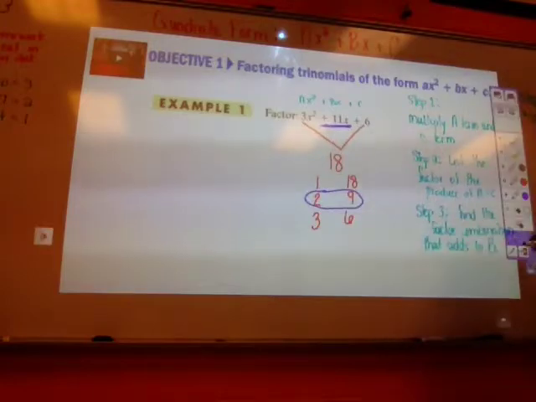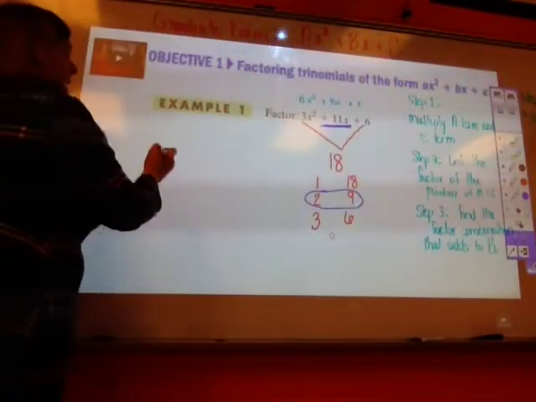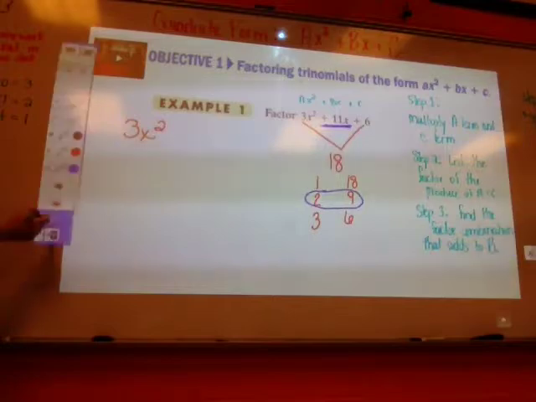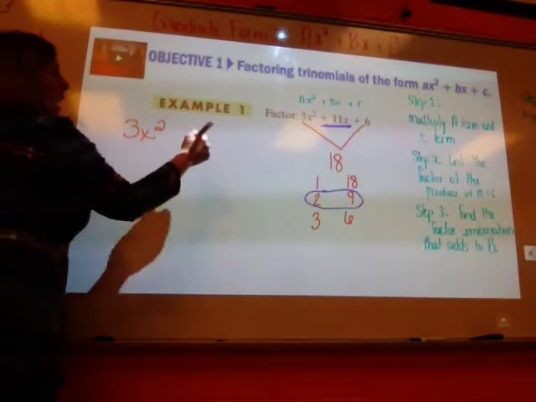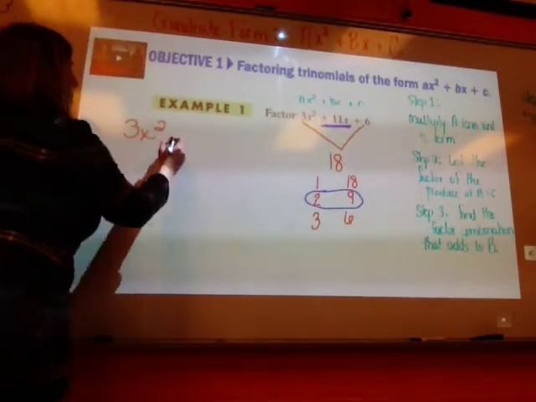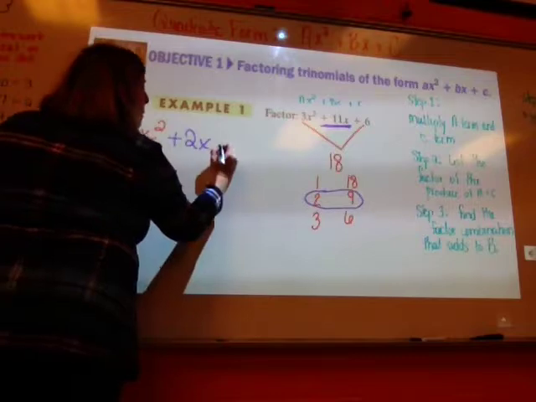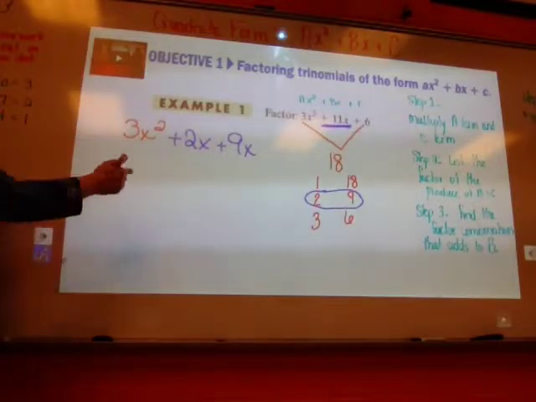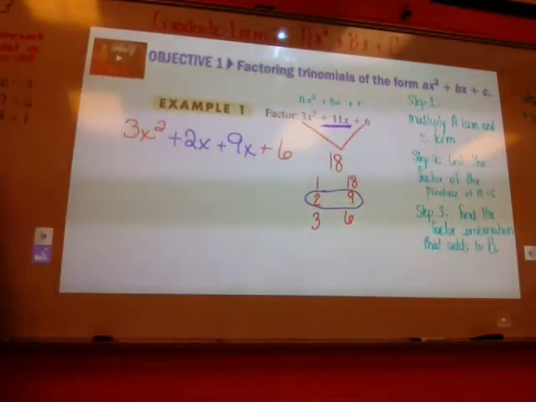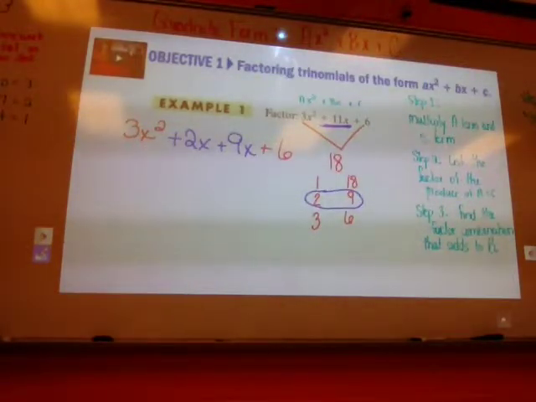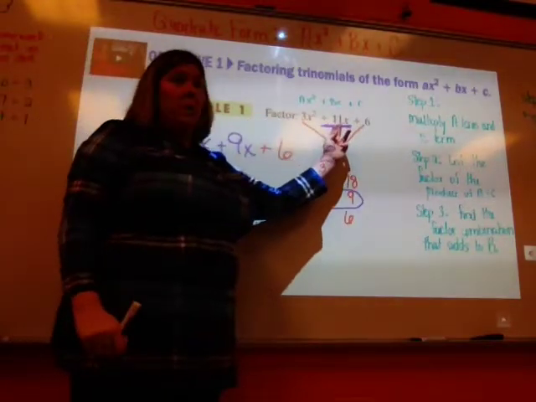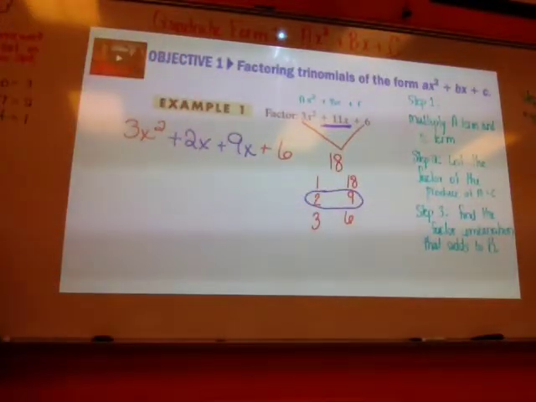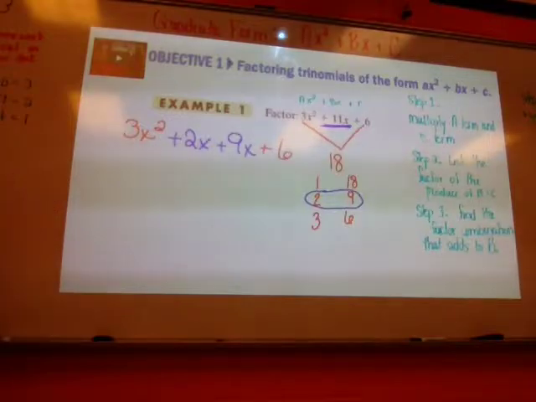We're going to split the middle. So I'm going to start with my 3x squared. That's not going to change. But now instead of writing 11x, guess what I'm going to write? And I'm adding it, right? So plus 2x plus what? 9x. And I'm going to keep my plus 6. Everybody okay with that? That's what I mean by splitting the middle. I'm going to take that term and split it into these two numbers. Everybody okay with that? Yes or maybe? So far so good?